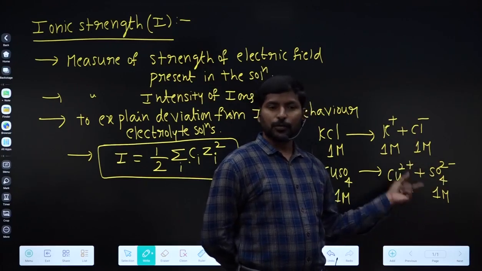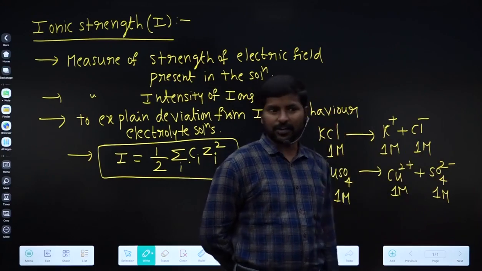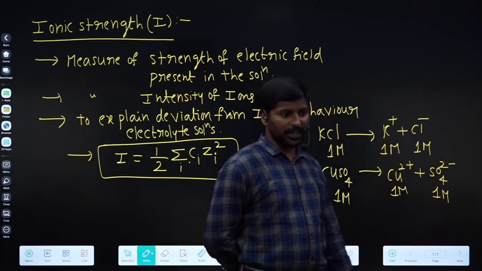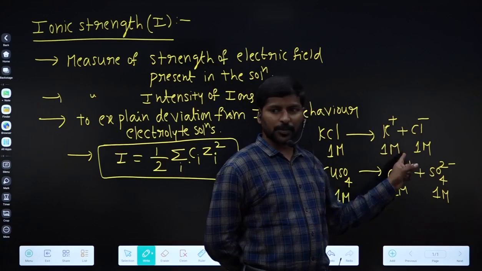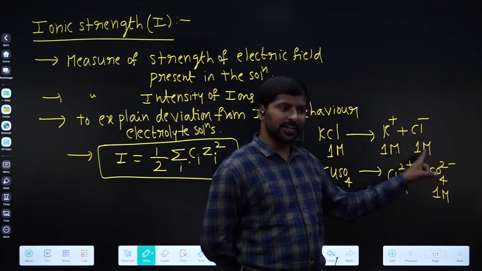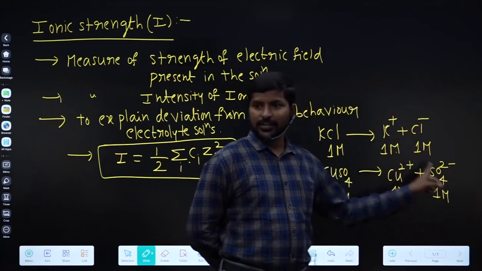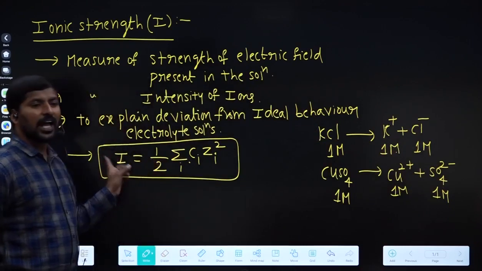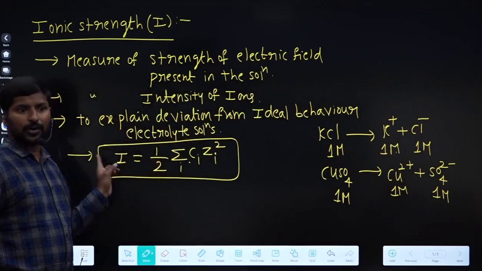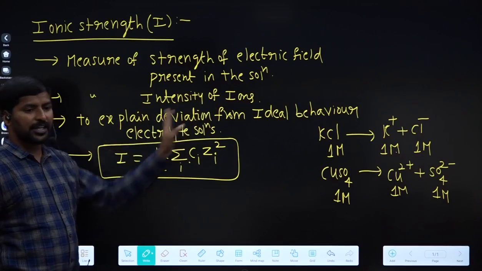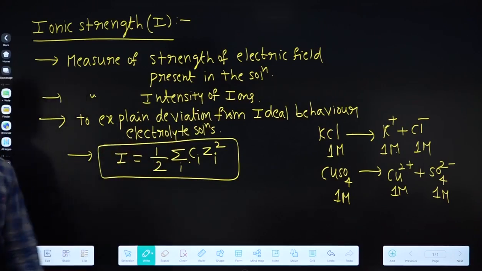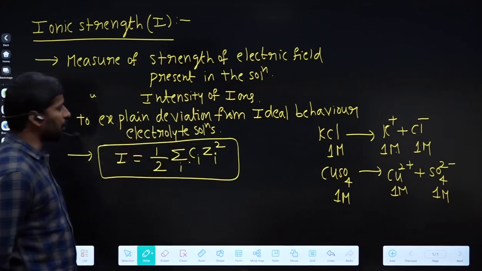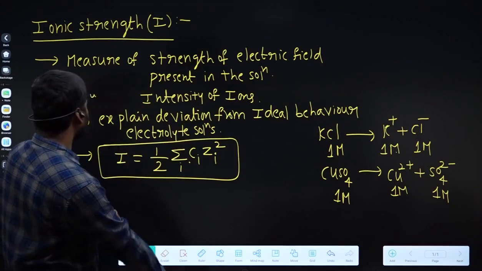So therefore if you consider only concentration, we cannot explain the deviation from ideal behavior. To explain deviation from ideal behavior, we need concentration as well as charges. So that is considered in the ionic strength concept. And that's why we follow ionic strength to explain deviation from ideal behavior in the case of electrolyte solutions. Right?